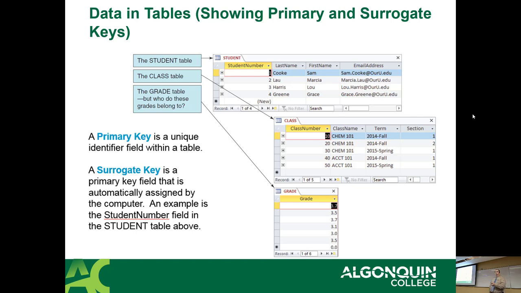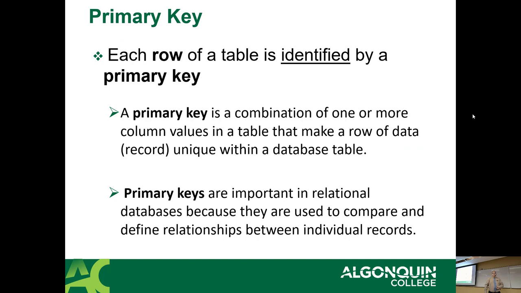Okay, so each row in the table is identified by a primary key. As I said earlier, it's a combination of one or more columns that makes the row unique. The most important part of the primary key is that it's used to compare and define relationships between individual records. For example, there's a student record with your student number, and then there's a list of courses that you take. There's going to be a relationship between your student record and the course record, and it uses your student number and the course ID. Based on those two pieces, something gets put in another table that maps you to certain courses. It allows you to create relationships between separate records.